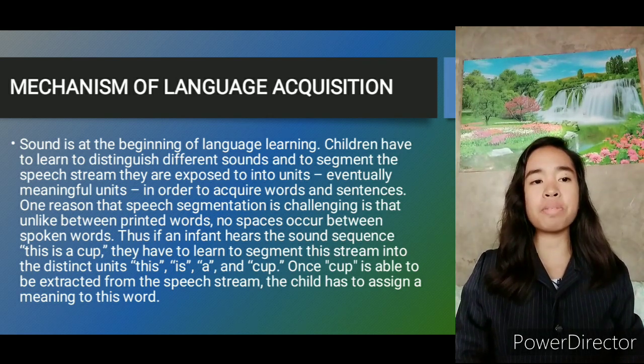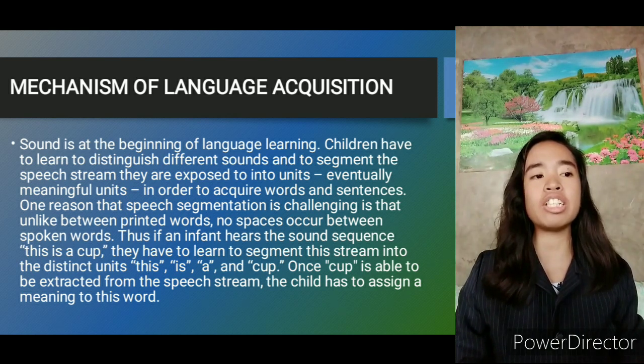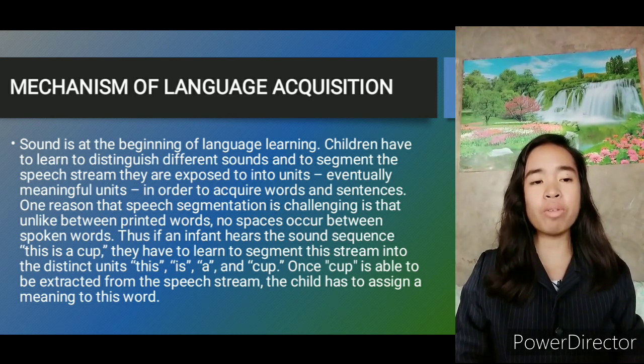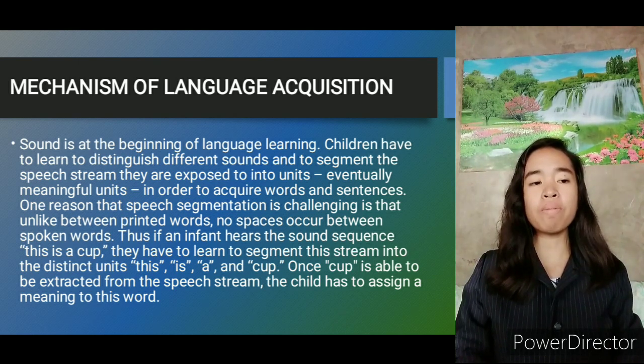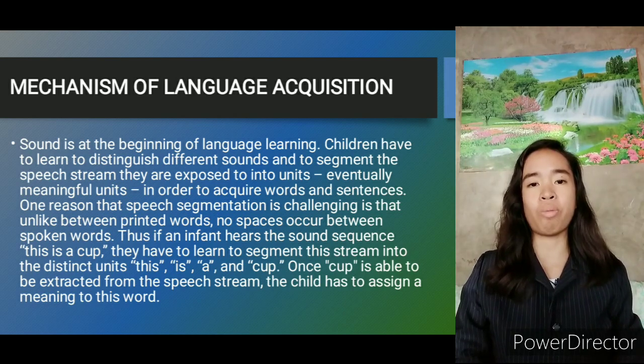One reason that speech segmentation is challenging is that, unlike between printed words, no spaces occur between spoken words. Thus, if an infant hears the sound sequence "this is a cup," they have to learn to segment this stream into the distinct units "this," "is," "a," and "cup." Once "cup" is able to be extracted from the speech stream, the child has to assign a meaning to this word.